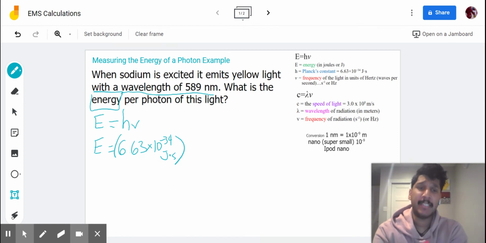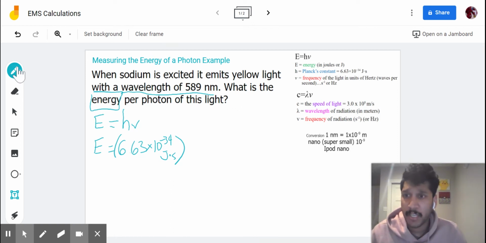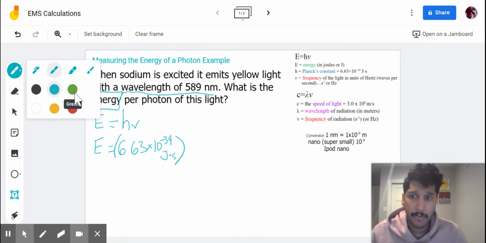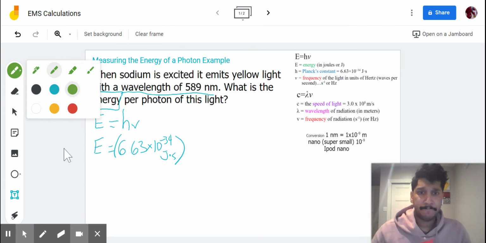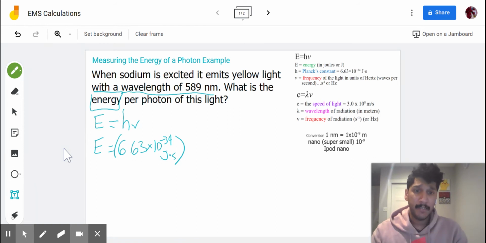So let's take a look and see what our second equation has for us. Let's go ahead and change colors, too, while we're at it. Let's go with green. Our second equation is c, the speed of light, equals wavelength times frequency. Speed of light is another constant, 3.0 times 10 to the 8th meters per second. We're given wavelength in our problem, which I underlined earlier: 589 nanometers, and we don't have frequency.